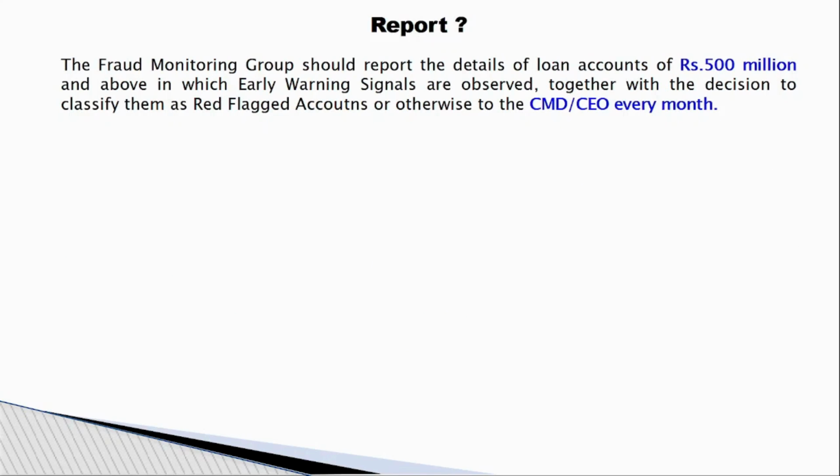So, for example, the fraud monitoring group: whatever accounts of 500 million or more where they get early warning signals, whether a single bank has given the loan or consortium banks have given the loans, these should be informed to the CEO by the CMD every month.